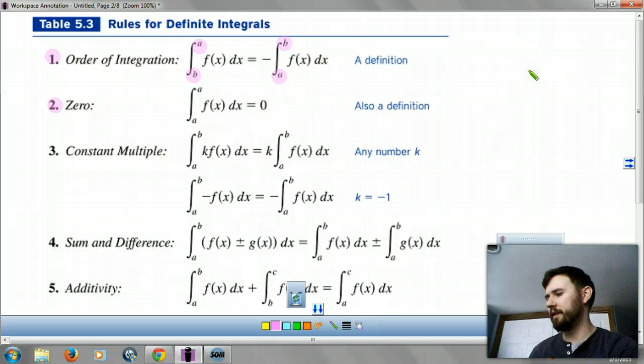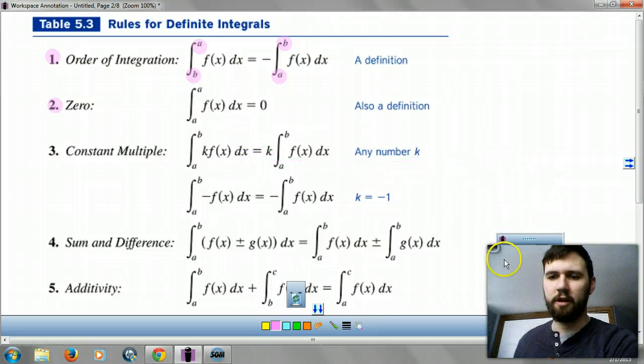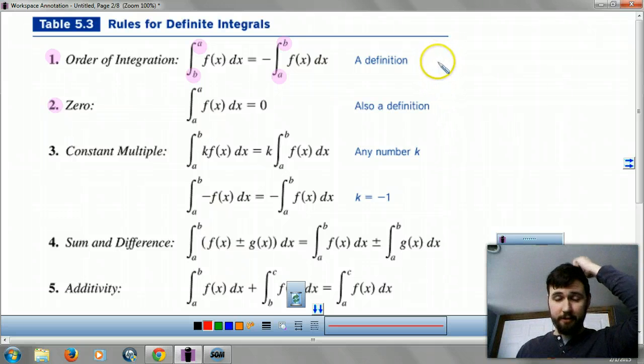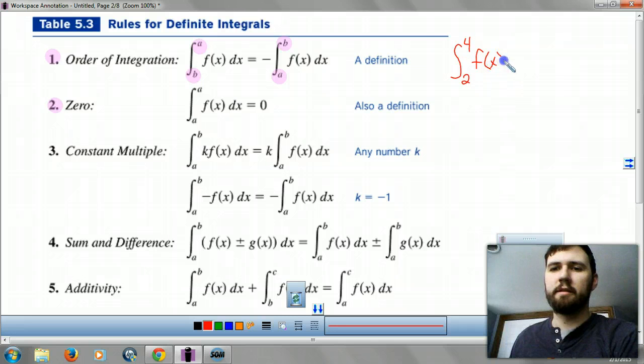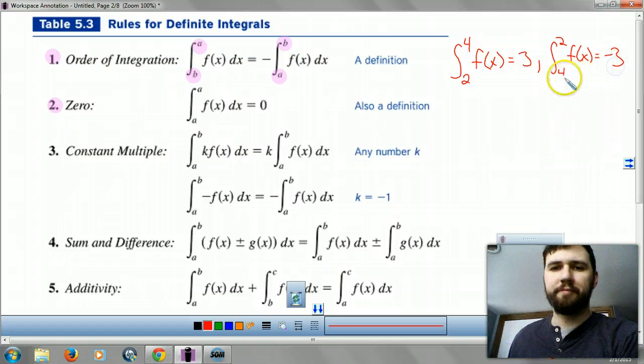You guys want to see an example of that? Okay, then I'll do an example. For example, if I knew my integral from 2 to 4 of f of x is 3, then my integral from 4 to 2 of f of x is negative 3, right?